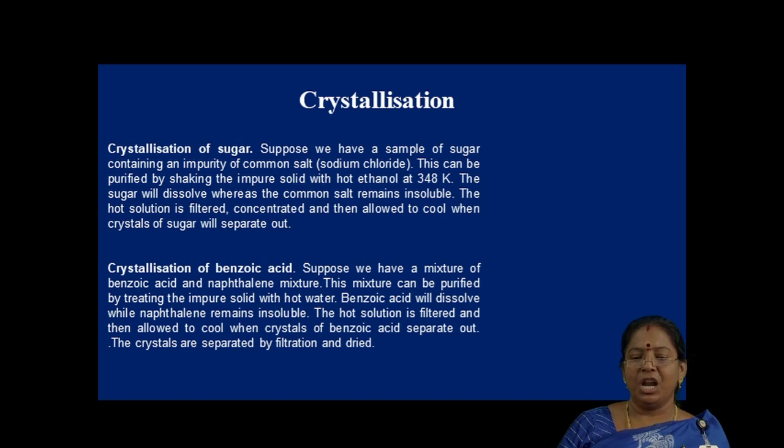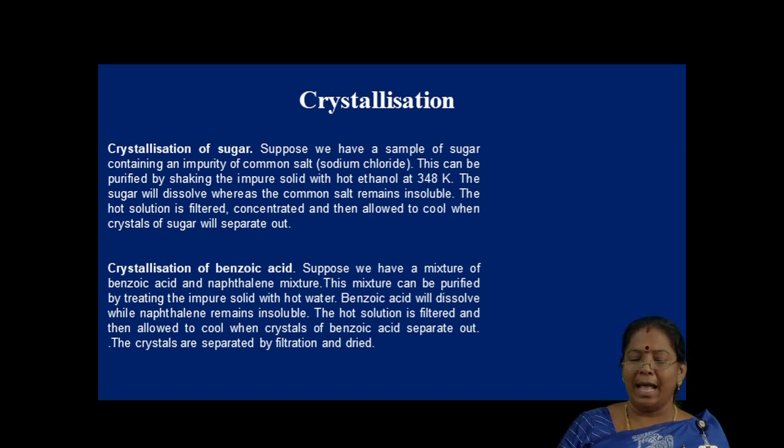Then crystallization of sugar and benzoic acid. Sugar we have already explained. The heating temperature is 348 Kelvin. Sometimes sodium chloride is mixed with the sugar. Then the best solvent is ethanol. When ethanol is used, only the sugar is dissolved, not the sodium chloride. So we can easily separate the sugar by using ethanol as a solvent and allowing it to cool. Sugar crystals are collected and dried in a separate funnel.